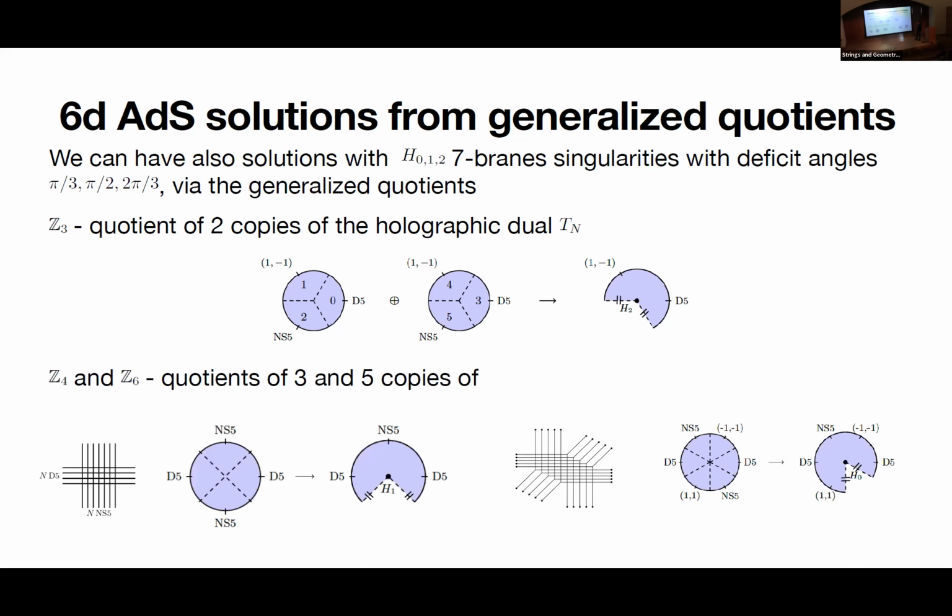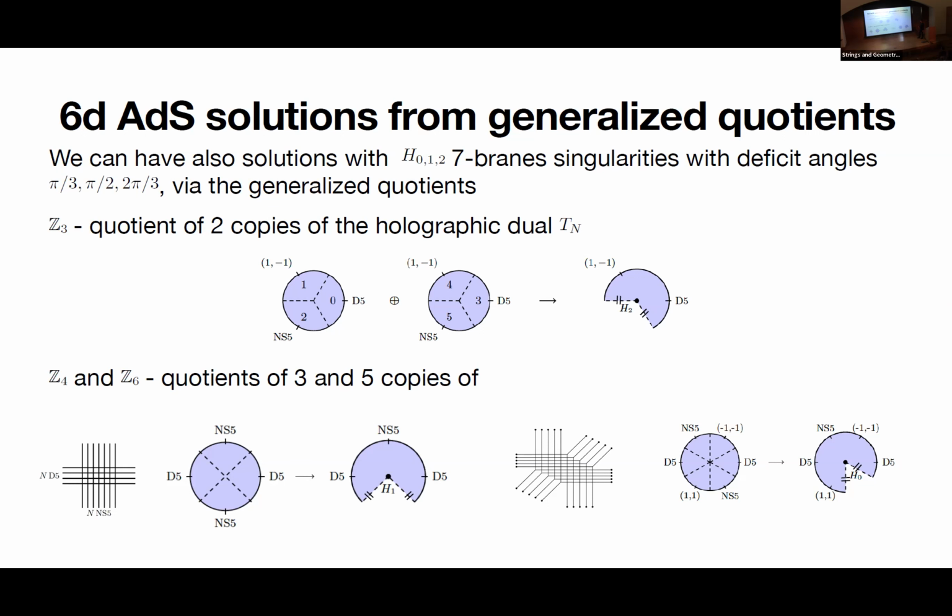And a similar thing can be done also using the quotient of the grid, so the dual solution of the grid. So in this way, you can quotient by Z4. If you quotient by Z4, you get a 3/4 section of the disk, and the deficit angle will be reduced. In this case, it would be pi over 2.